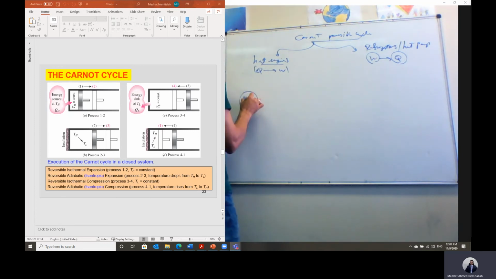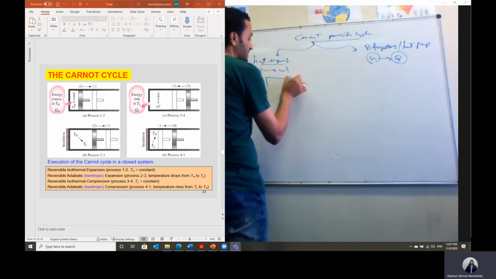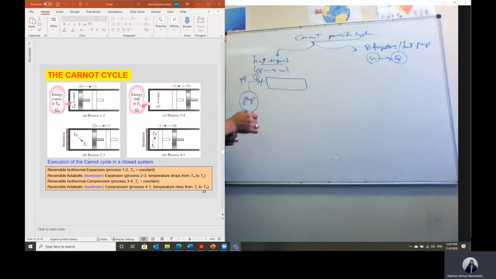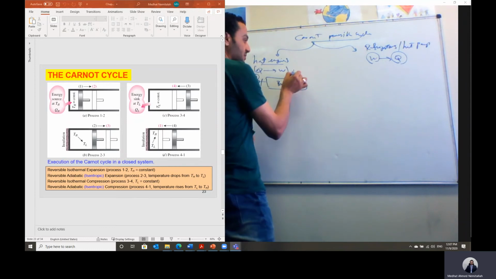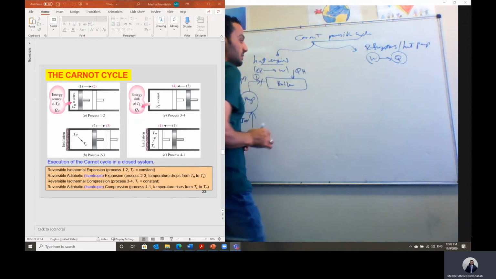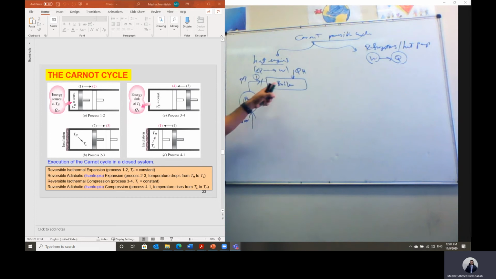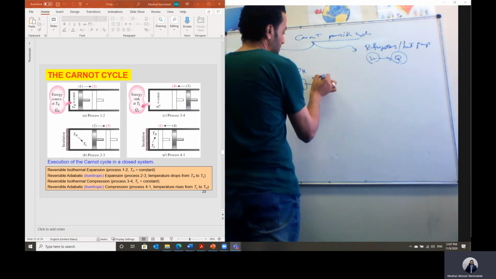If we have a steam power plant, the cycle consists of a pump that takes the water at low pressure and raises its pressure. Let's say this is section number 1, before this water comes into the boiler. Then we add heat here, which we call Q high. We add heat to this water to convert it to steam.